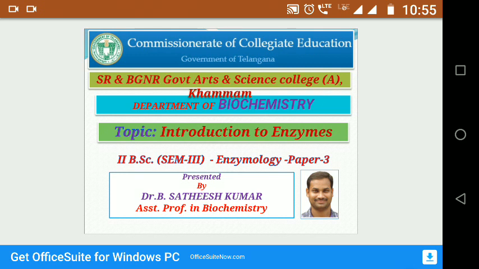In bioenergetics we have two units, and in the same way we have two more units, unit 3 and unit 4, in enzymology. So we will start with enzymology, and the first unit we are going to discuss in enzymology is the introduction to enzymes.